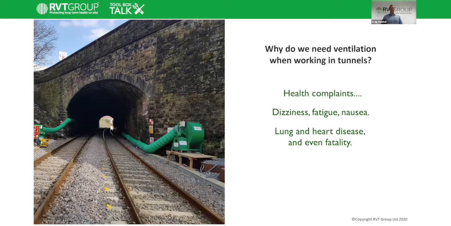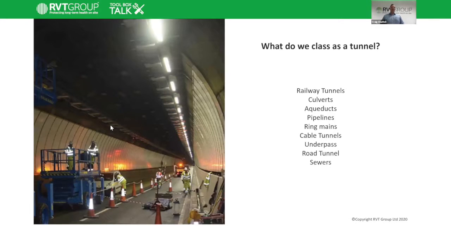the air quality maintained. What do we actually class as a tunnel? Now, as you can see on the slide there, we've put a number of different environments that a tunnel is classed as. So just to run them through with you briefly, the most common would be the railway tunnels, culverts, aqueducts, pipelines, ring mains, cable tunnels, underpasses, roadway tunnels and sewers. As you can see, that's a wide scope of industries and workers that are likely to come in contact with a tunnel environment, and no doubt there are many more, but these are some of the main and key environments that class as a tunnel and where the health hazards can typically be found.